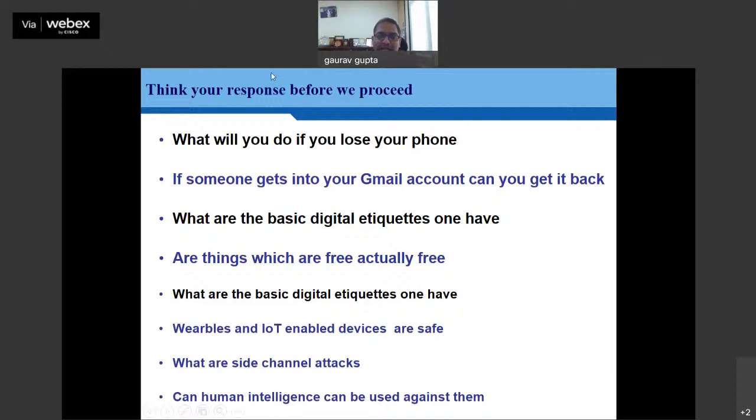So we were discussing, I was asking that we all have some responses in scenarios. The first scenario is if you lose your phone. Let's say somebody compromises your Gmail account. Let's say if we are getting things for free, are they actually free? Wearable devices, we have watches, bands, and IoT devices. Are they really safe? Do they leak data? What is our understanding? What are our views? You may have your own views, just keep them in your mind, and we will discuss all these things.